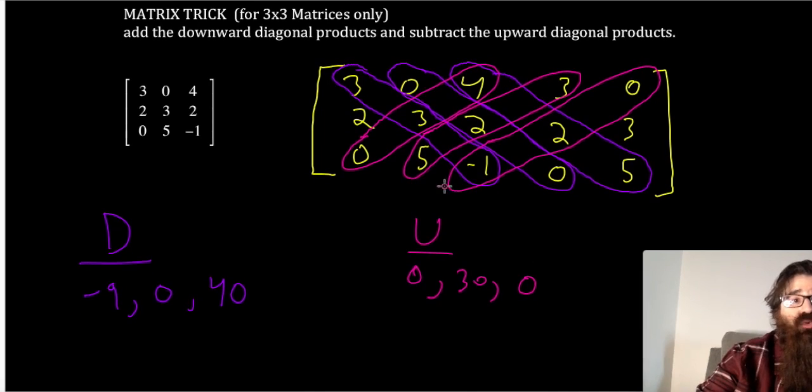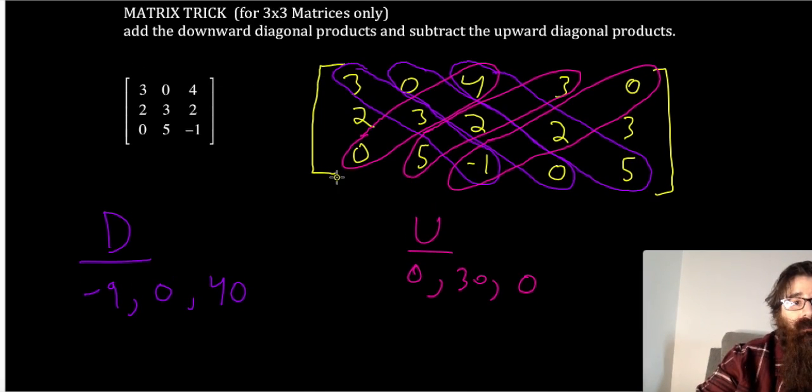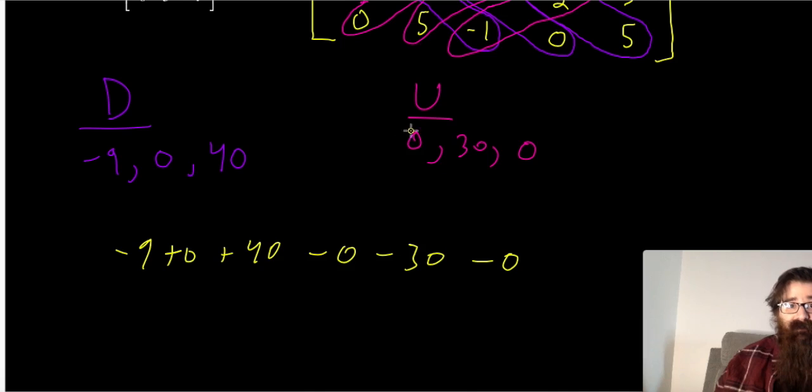And we want to add the downward, subtract the upward. So I take these downward ones, I add them together. So that's -9 plus 0 plus 40. And I subtract these upward products. So that's -0, -30, -0, subtracting these. Let's see what we get. So here, I got a lot of zeros that I didn't need to write. But 40 minus 30 gives me 10. So I have -9 plus 10 is going to give me 1.